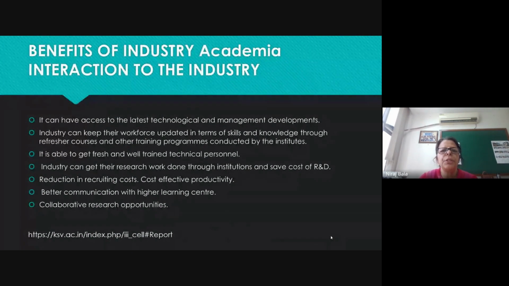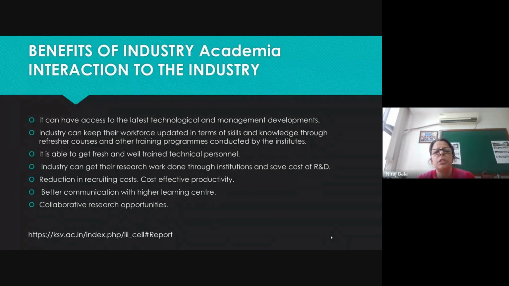So it is beneficial for the industry also. It helps in their placement also. So industry can get their research work done through institutions, and they can save their R&D. You must be aware that many of these industries have their own research and development centers. If they have a dedicated research center at the institute, they can save their cost of research and development, which otherwise they would have to do in their own industry.